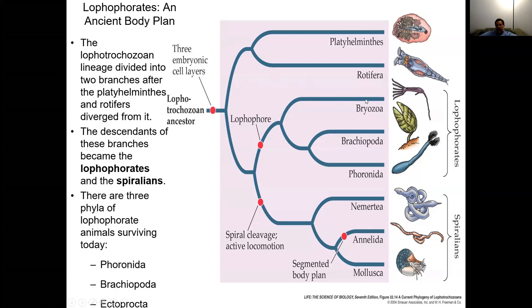And so we're going to start talking about these lophophores. But again, what we talked about at the last lecture, where we finished up, was platyhelminths. And remember, those are the flatworms. So we're going to start talking about rotifers and the rest of these animals underneath. Just realize after we get through lophophores, which are these animals here, the bryozoa, brachiopods, and phoronids, we'll begin talking about animals with a spiral cleavage and active locomotion, which includes annelids, which are worms, mollusks, which include octopi and stuff like that, and another group of worms called nemerteans.